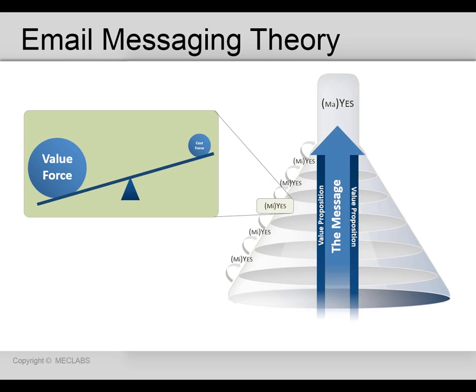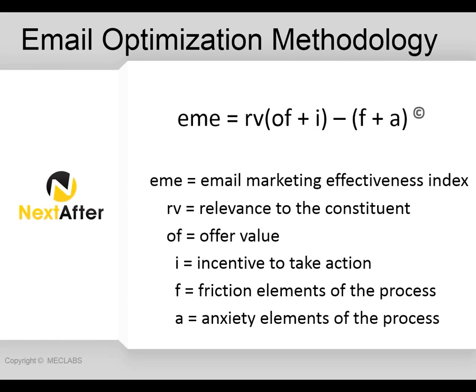So the email marketing effectiveness equals relevance times offer plus incentive minus friction minus anxiety. There's two different components of this. There are value factors: relevance, offer, incentive, and there are inhibitors or cost factors, which are things like friction and anxiety. Our goal is going to be to find ways to pump up the value and mitigate the cost factors, the inhibitors.